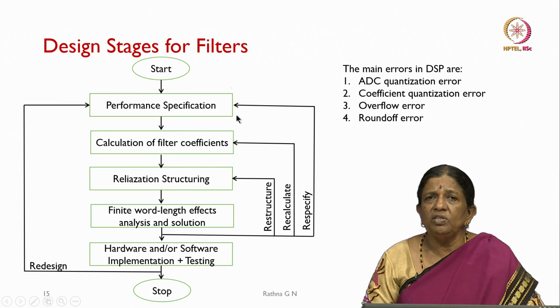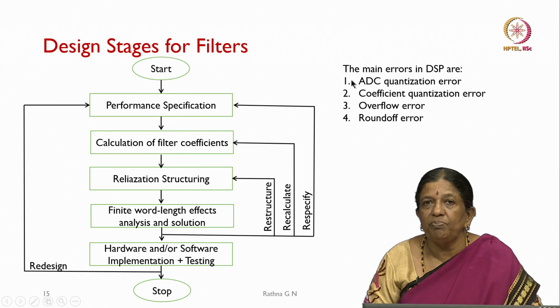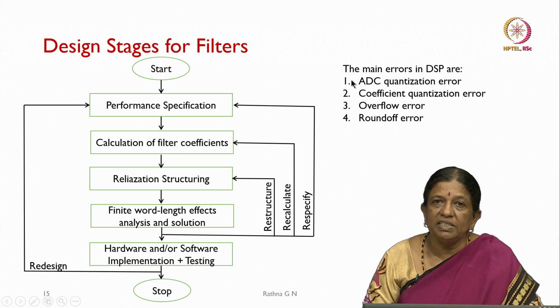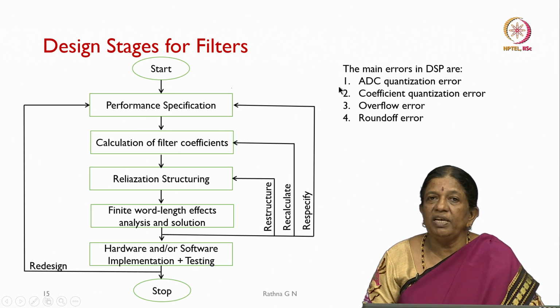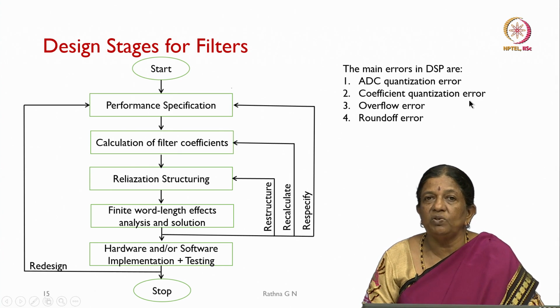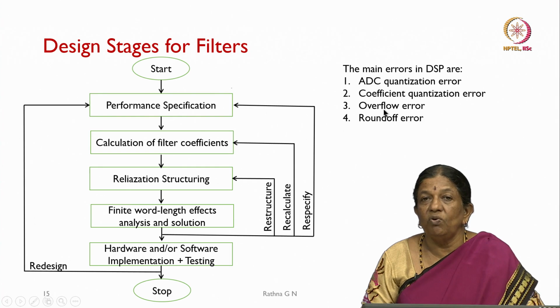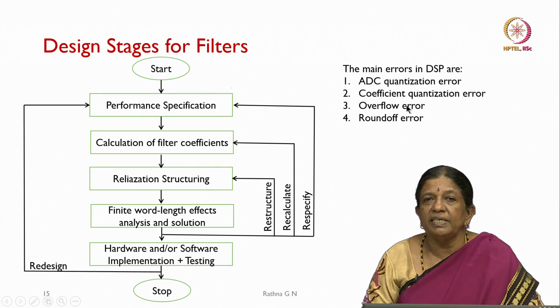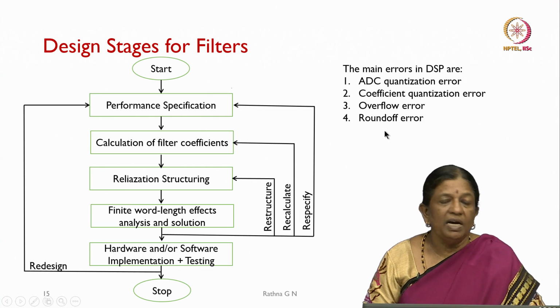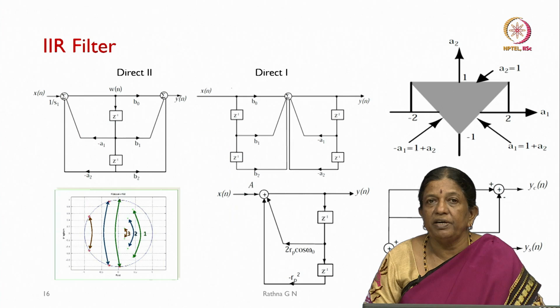And then we went on to say what are the errors that creep into our digital signal processing, or when using digital signal processors. So, one is the ADC quantization error, and then we had the coefficient quantization error, we looked at it, and then there is an overflow error from our signal processors, and then finally when we are representing the output we will have the round off error.